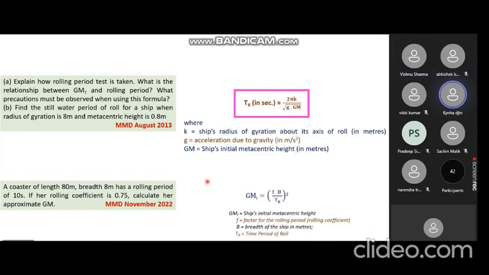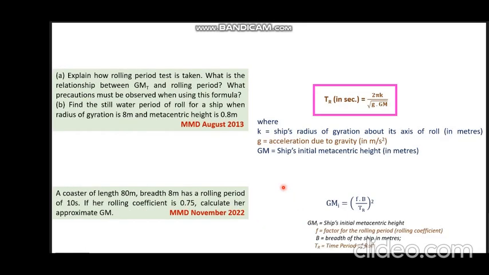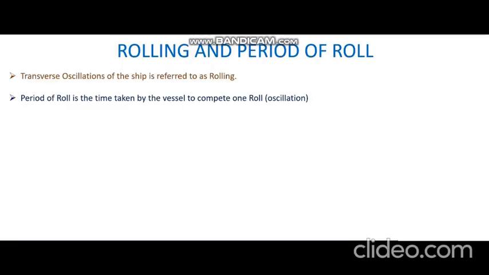Yeah. So in this question, this relationship between GM and T, you tell now what all these things, how will they affect GM and K, beta? Answer based on the natural period of roll, which is the time taken by the vessel to complete one oscillation or one roll.